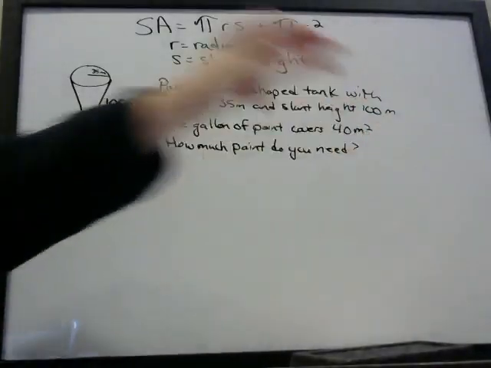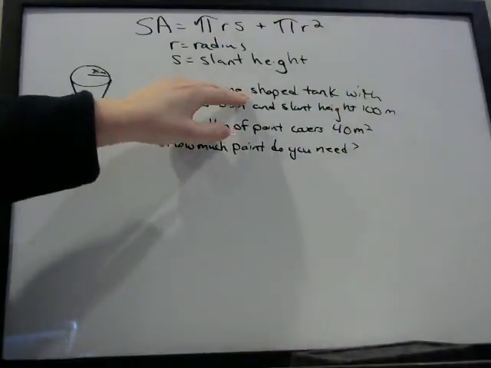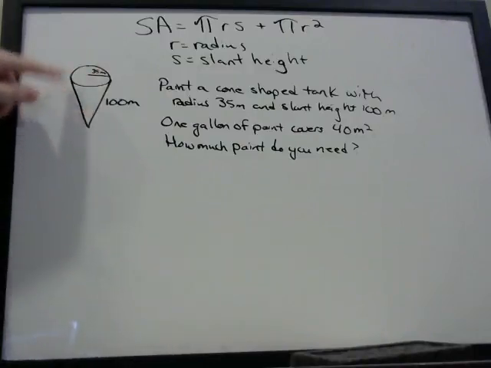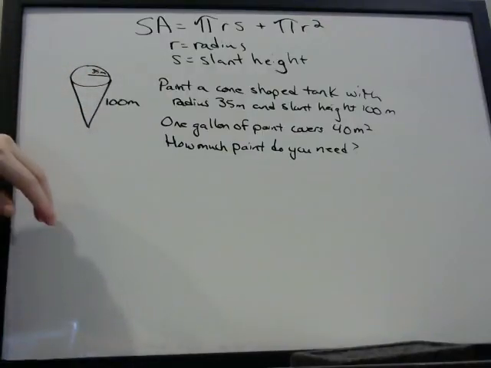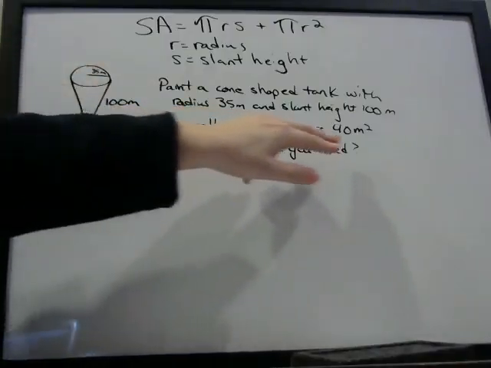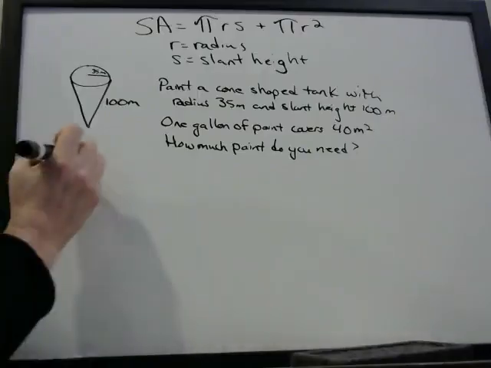We see meters squared, so we should automatically think we have an area problem. It's a cone, so it's a three-dimensional object, so we know it's going to be surface area, not just a regular area. To know how much paint we need, we're first going to have to figure out the surface area. We're going to have to paint the whole thing, and that will tell us how many meters squared we have. If 1 gallon of paint covers 40 meters squared, we'll be able to figure out how many gallons we need. So the first thing we need to do is find the surface area.